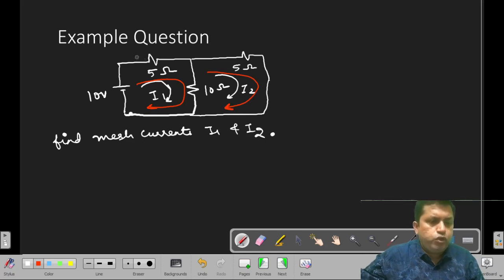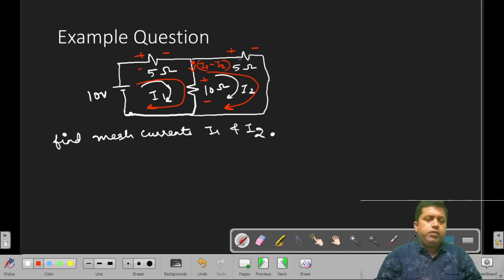Okay, so this formulation will be plus minus 5, plus minus 10. What is this current? This current is, directly I am writing down, I1 minus I2, and the current in this 5 ohm is I2. The current in this 5 ohm is I1. So plus minus, plus minus.